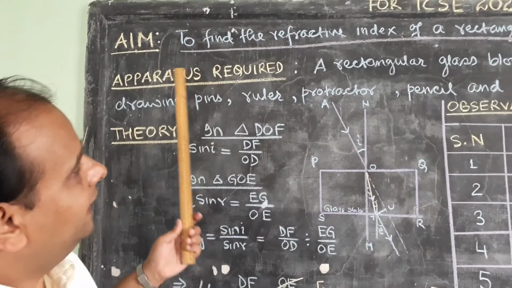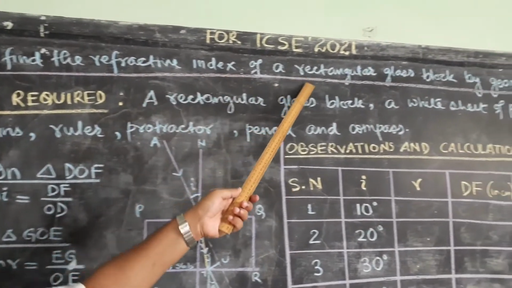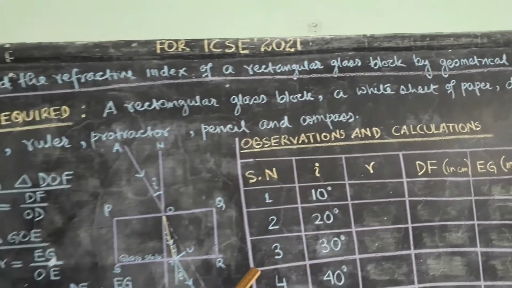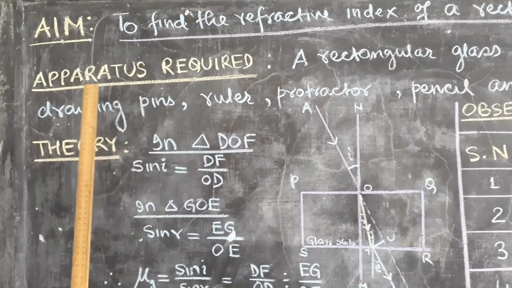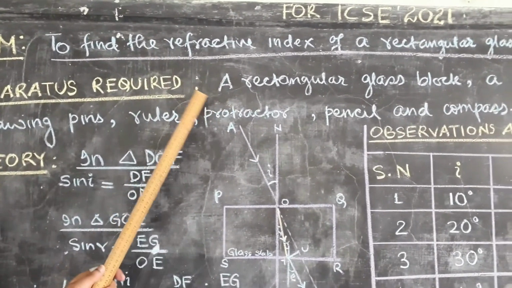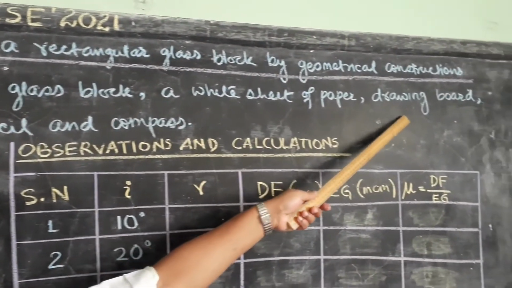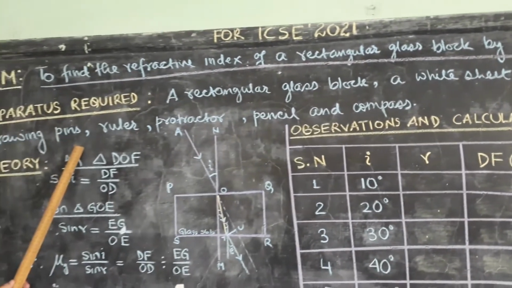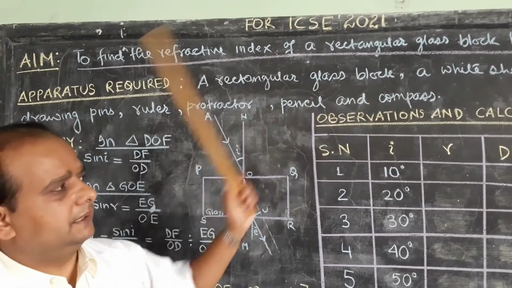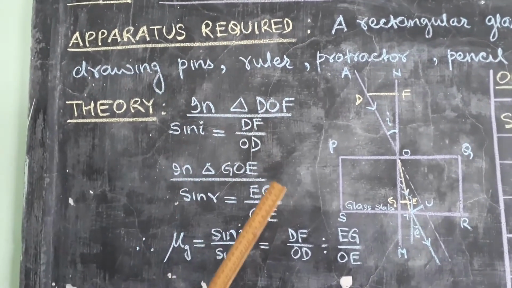Now dear students, we are going to perform an experiment to find the refractive index of a rectangular glass block by geometrical construction. The apparatus required to perform the experiment are a rectangular glass block, a white sheet of paper, a drawing board, drawing pins, ruler, protractor, pencil and compass. As we have already done about the refractive index, right?